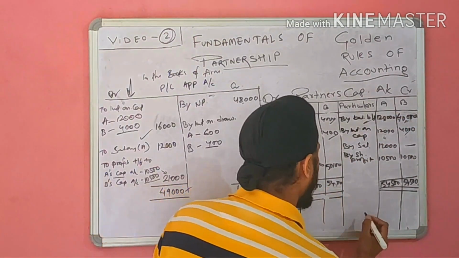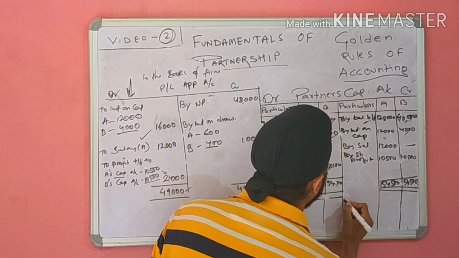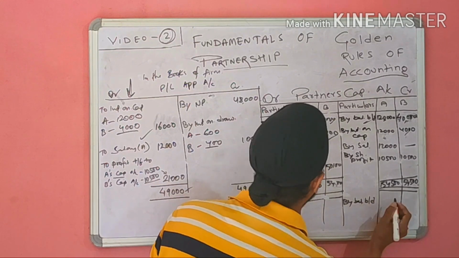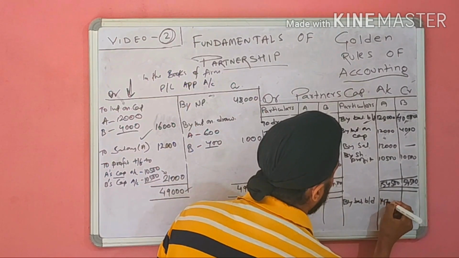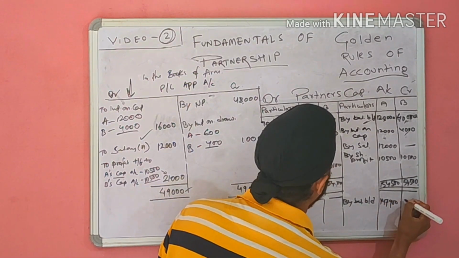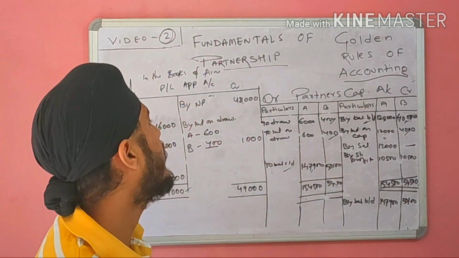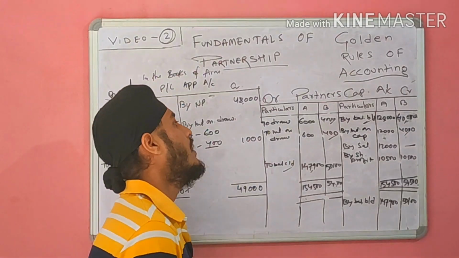Now this closing balance will become the opening balance on the credit side. By balance b/d: first one was 1,47,900, second one was 50,100. So this is how the profit and loss appropriation account and partners' capital account are prepared.